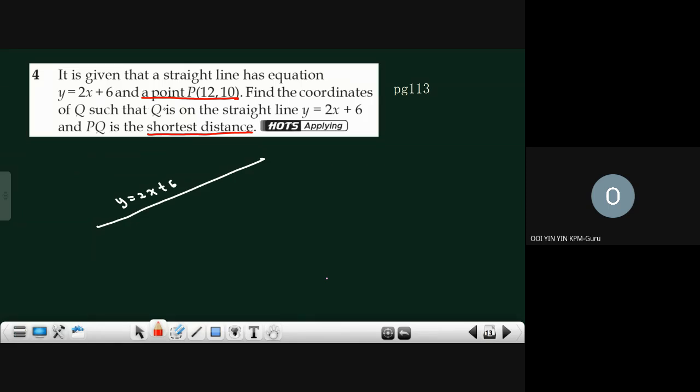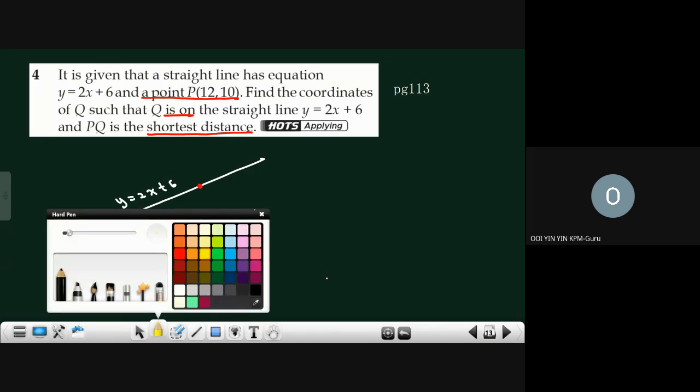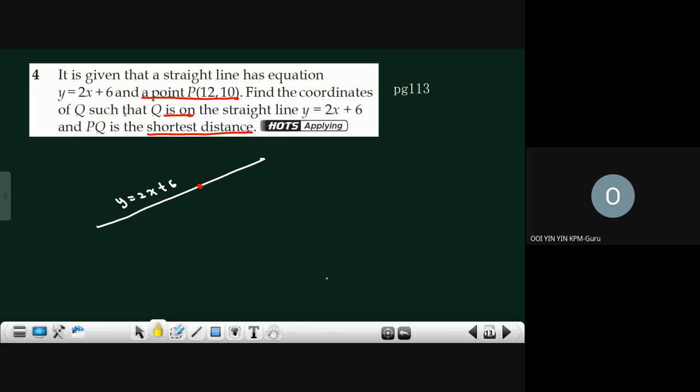Okay, such that Q is on straight line. This word, Q is on straight line y equals 2x, that means this line. That means your Q is here. Just now, sorry, mistake, not P, your Q here, because they tell you Q is on the straight line, but they never told you that the P is on the straight line or not, right? So this is your Q, and your Q is on the straight line.